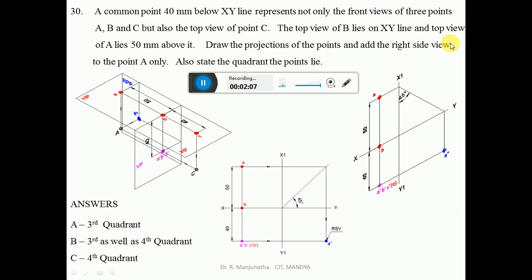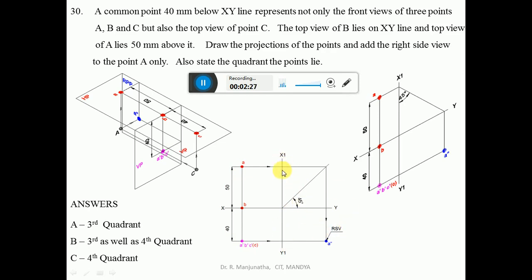So here, since we want to draw the right side view for the point A only, first we are going to identify the position of the point A. The top view is above XY line and the front view is below XY line. This condition is obtained only when it is in third quadrant. In the third quadrant, the right side view will come on the right side.